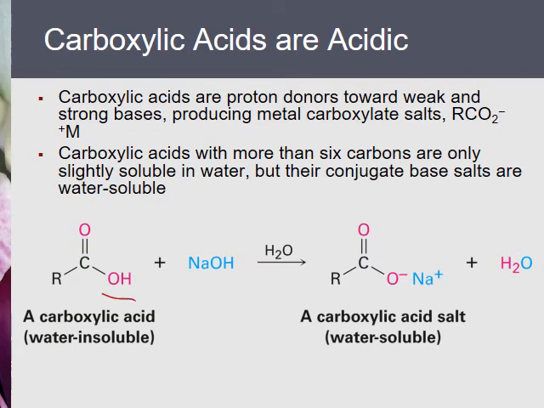Since the oxygen-hydrogen bond is highly polarized, a carboxylic acid can easily deprotonate this hydrogen and serve as an acid. It reacts with base, and the product is called carboxylate. Smaller carboxylic acids are soluble in water, but carboxylic acids with more than 6 carbons are slightly soluble, usually insoluble. But the product, the salt, is very soluble in water.